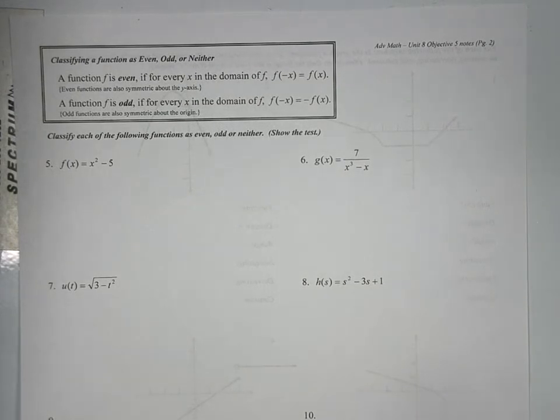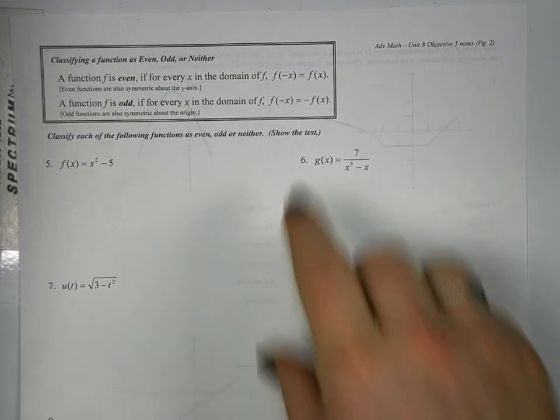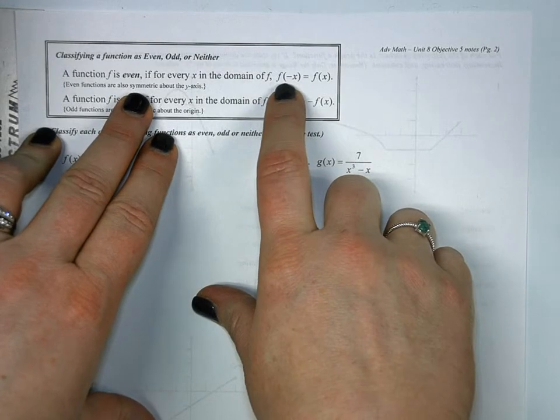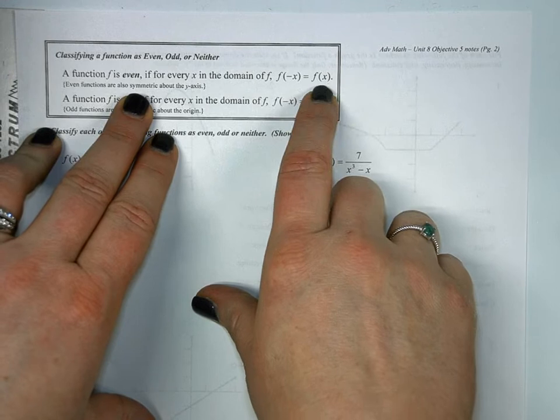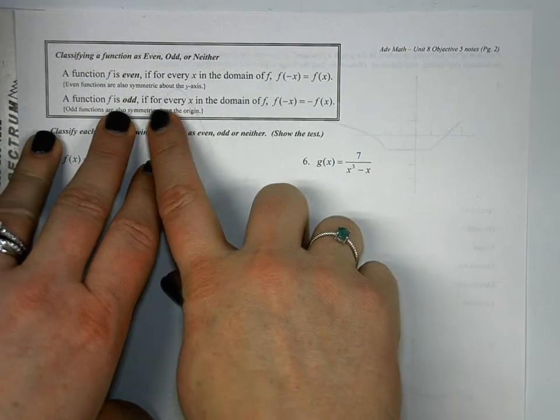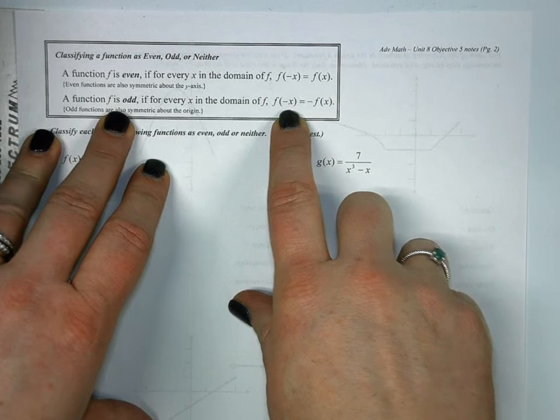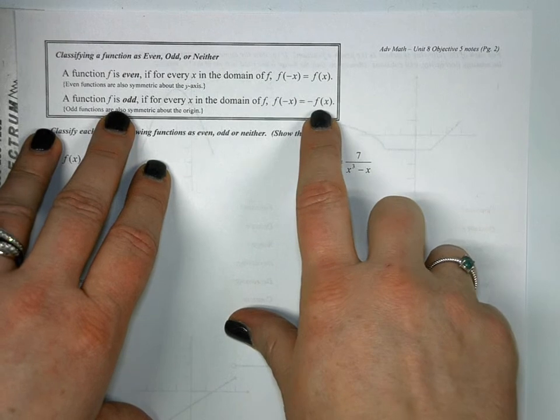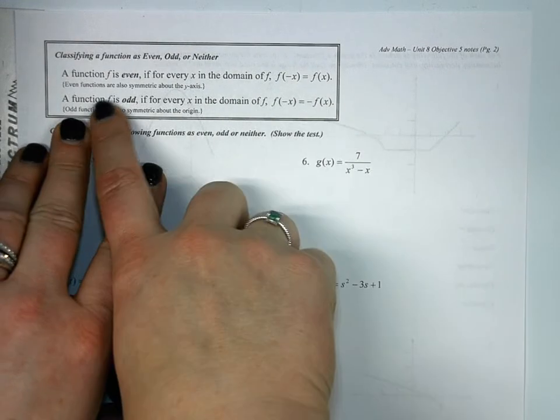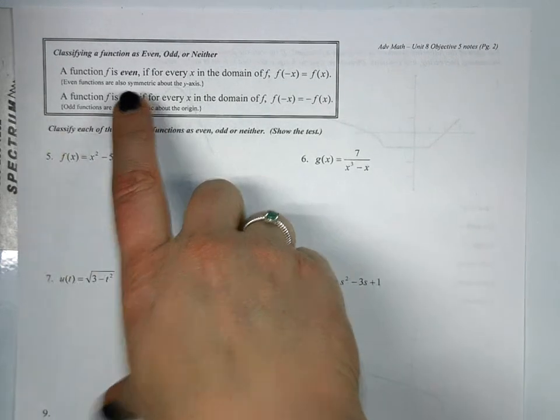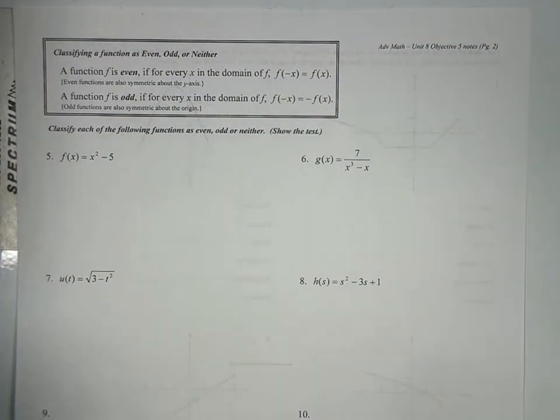So up here in the box, you'll notice that it tells you the definition of even and odd. For an even function, if you plug in negative x, you'll still come out with the same value you got for f of x. If it's odd, when you plug in negative x, you get the exact opposite of what you got when you plugged in f of x. Here you'll see we also gave you some graphical terms. An even function is symmetrical about the y-axis.